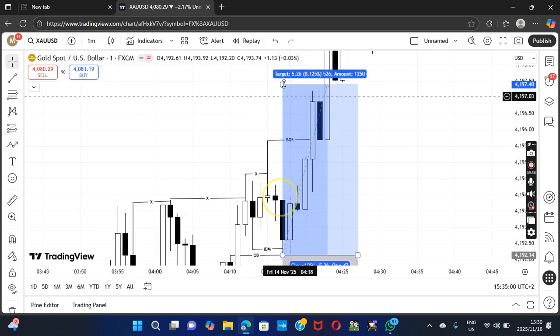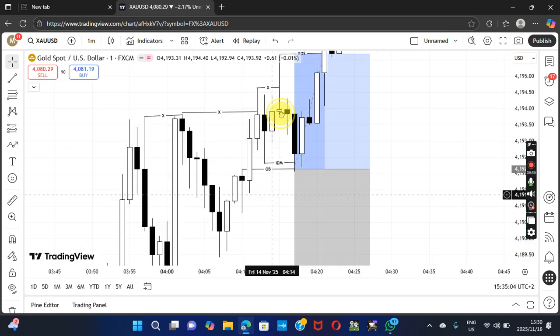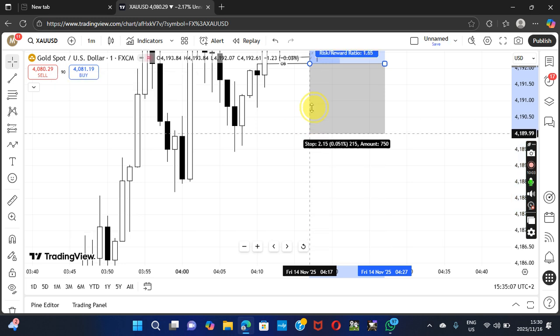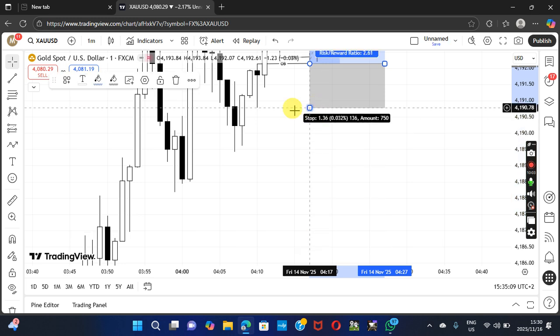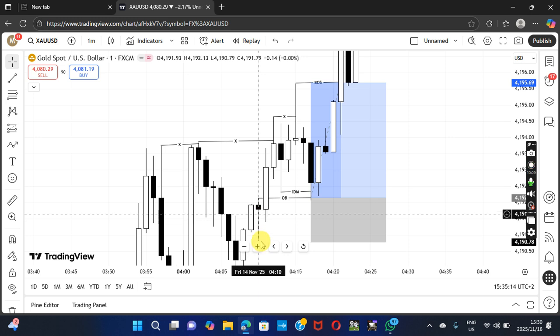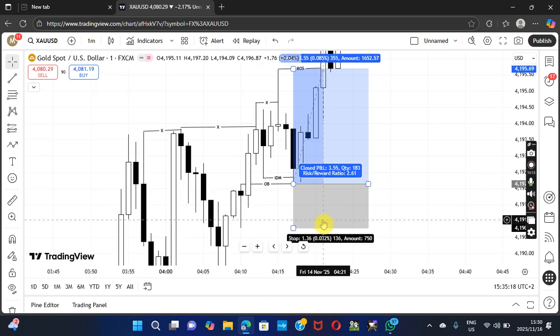Okay, this is where normally you get your entry to the upside, and then you put your stop loss at the low of the swing low or swing high. As you can tell, there's a low created here, so that's why we put our stop loss.